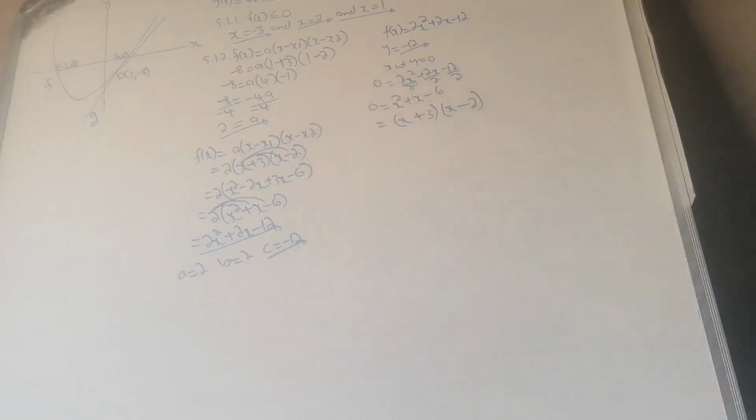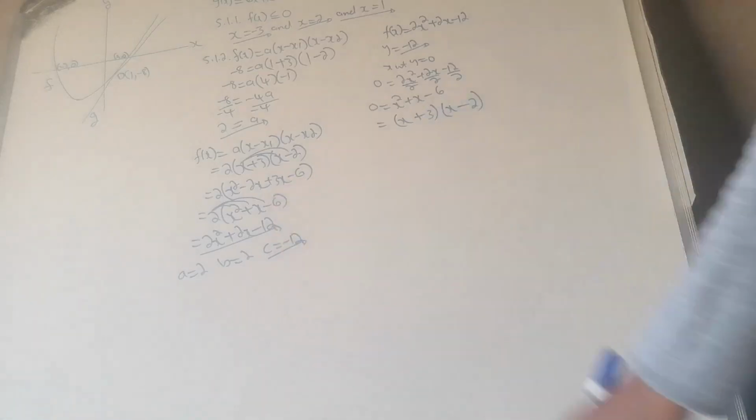This is correct. Minus 3 and 2. So D has a y-intercept, a key point of intersection. So we are correct in this.